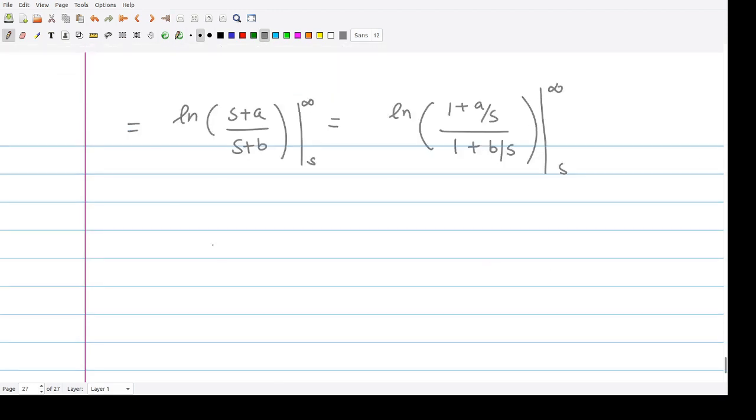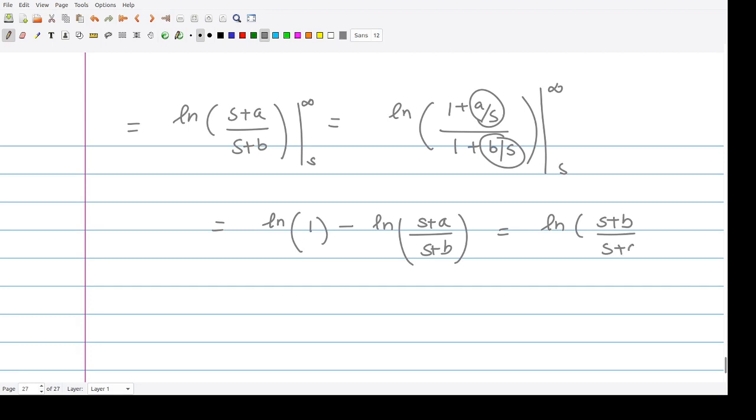Now we can substitute the limits here. So we would have log of this quantity become 0 and this quantity become 0. So we would have log of 1 minus log of (s plus a) divided by (s plus b), right? So finally, because log of 1 is 0, we have log of (s plus b) divided by (s plus a). Why is this so? Because we just inverted this term. We just took the reciprocal of this term.